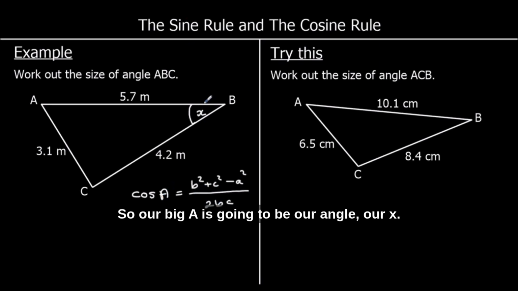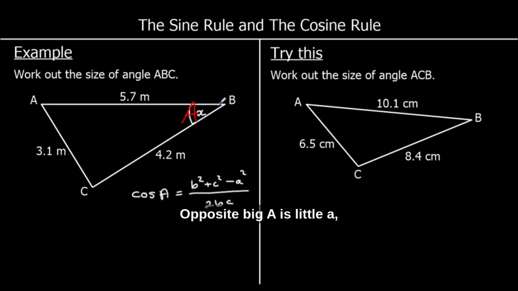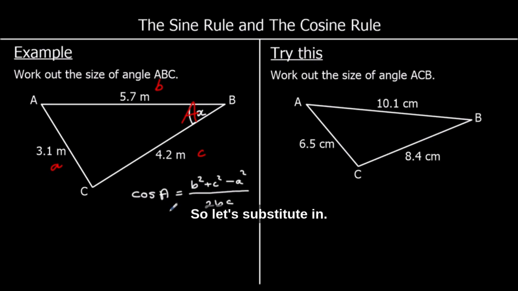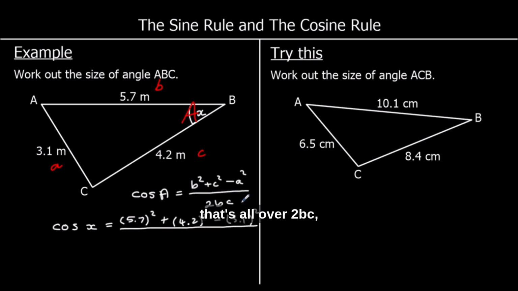So our big A is going to be our angle, our x. Opposite big A is little a. And the other two are B and C. And it doesn't matter which way round we have them. So let's substitute in. So we've got cos x equals B squared, so 5.7 squared, plus C squared, which I've got as 4.2 squared, minus A squared, which is 3.1 squared. And that's all over 2BC. So 2 times 5.7 times 4.2.